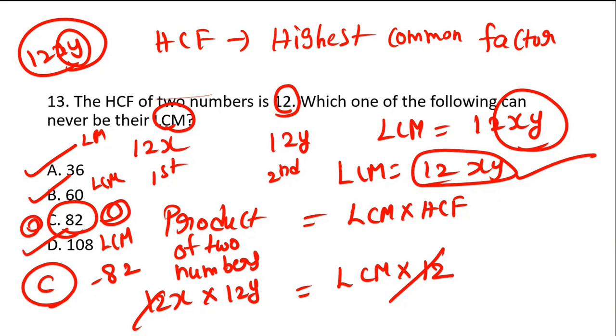It can be 36. That is the reason they're asking can. Can is talking about the possibility. As we are not sure what the first number or second number is, it can be 36, it can be 60, it can be 108, but it can't be 82 because 82 is not a multiple of 12. Simply it can't be divided by 12. This was the explanation. Simply it's like odd man out, which is not divisible by 12. Let's go for the next.